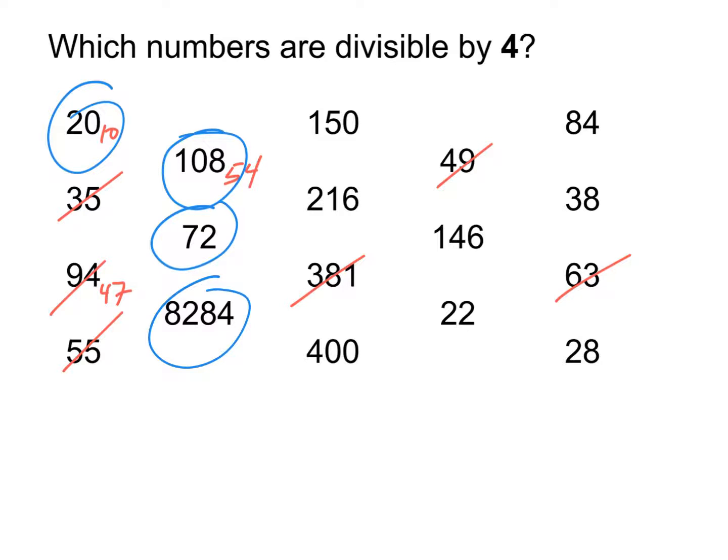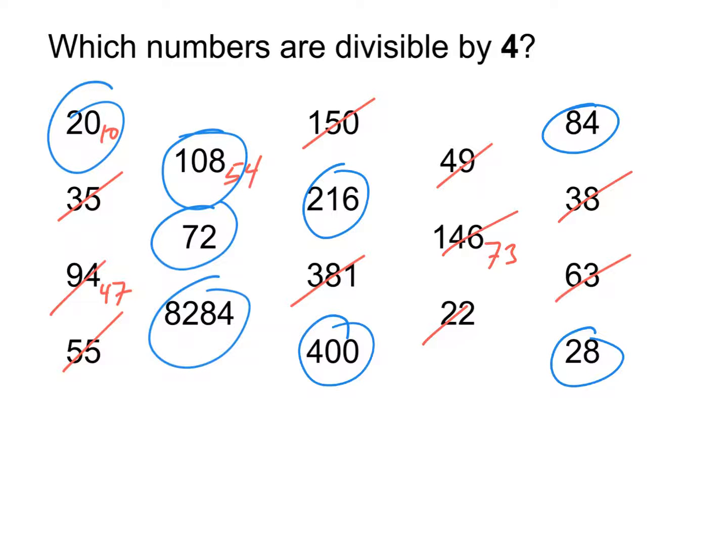150? Nope. Because 150 divided by 2 is 75, and that's not divisible by 2. 216. Yes. 400. Yes. 146. 146 divided by 2 is 73. No. So no. 22? No. 84? Yes. 38? No. And 28? Yes. All right, one last one to see what we can divide them all by.